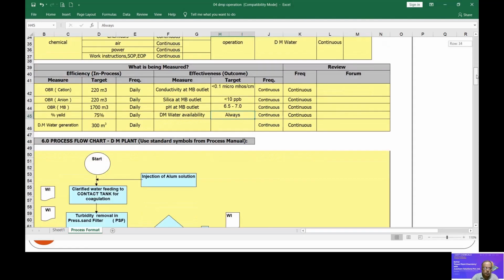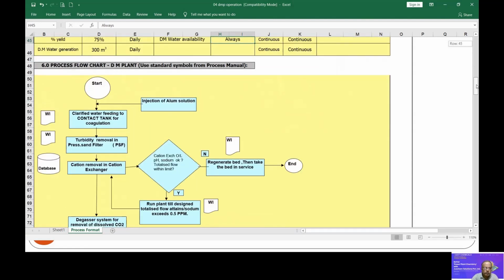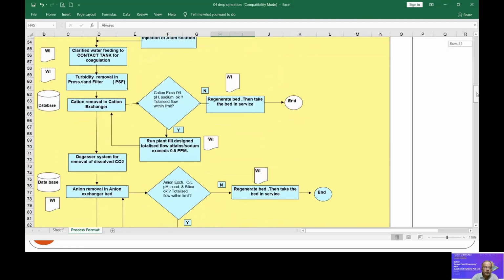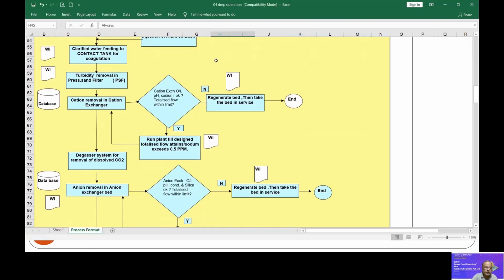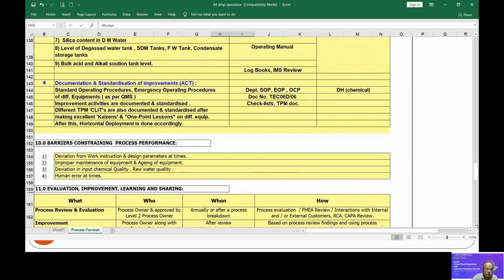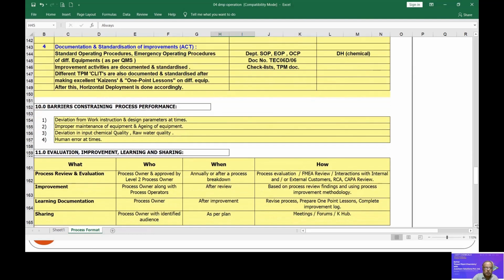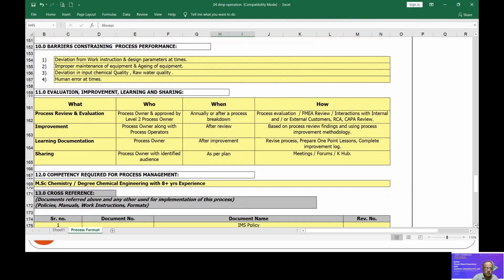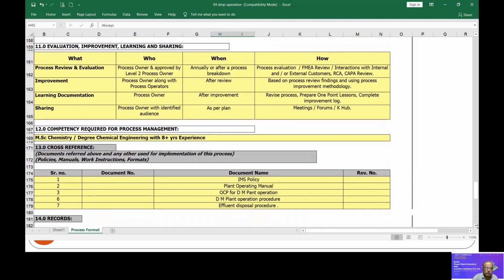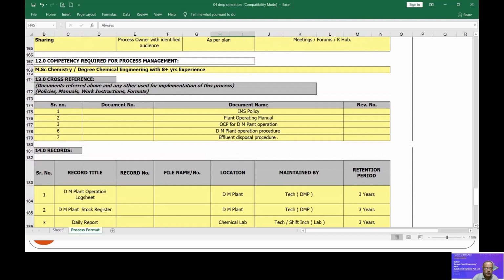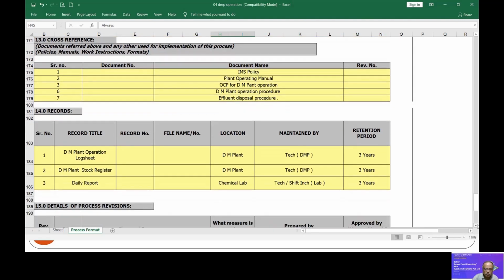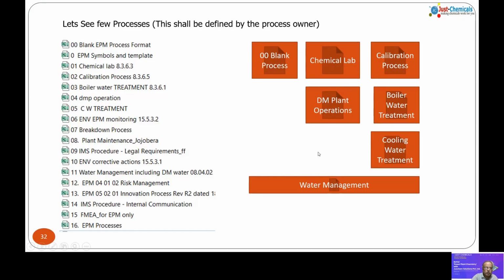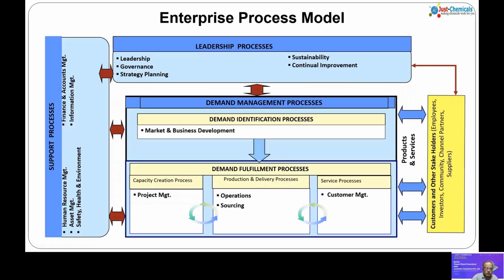What are the measures, how to do it. Then we'll see the process flow chart, and we'll discuss the points in the flow chart: where to audit, what to audit. We'll talk about the standardization and documentation, the what, who, when, and how part of it. And then we'll have some cross references and we'll check the records. This is one of the examples, and I'll be supplying you all these EPM processes.